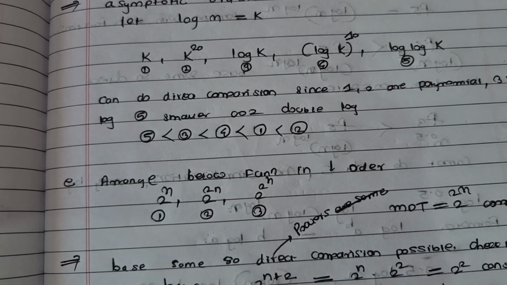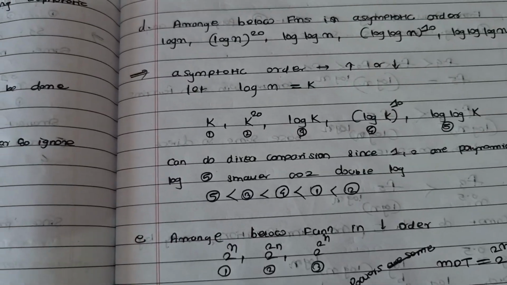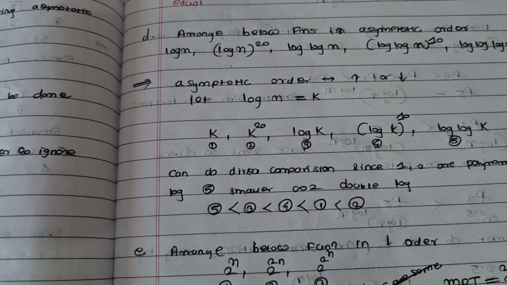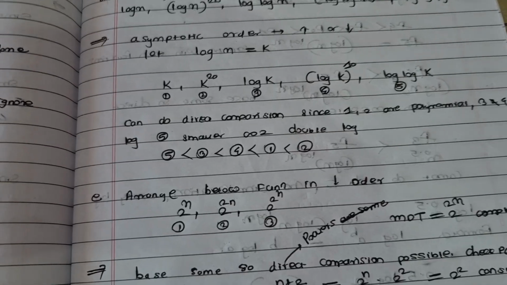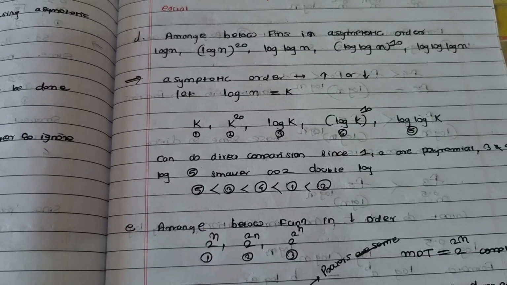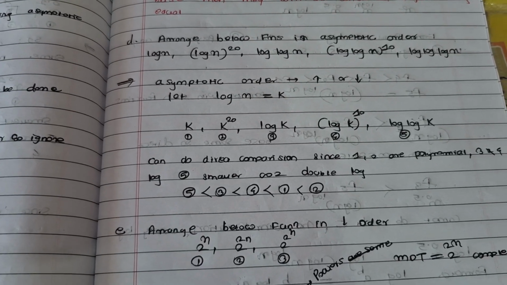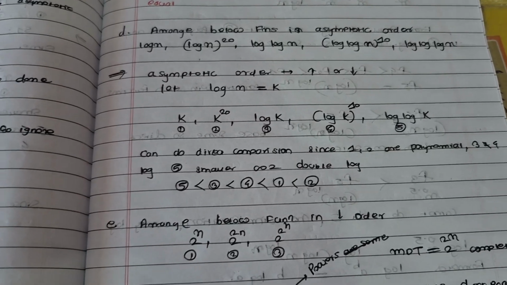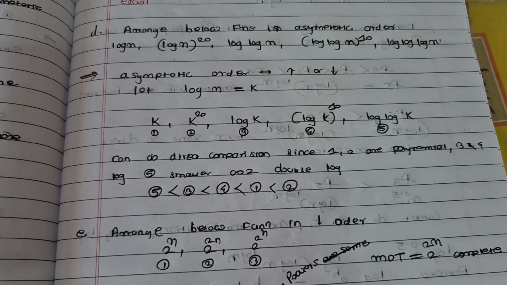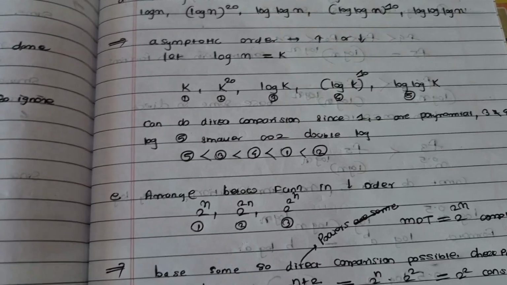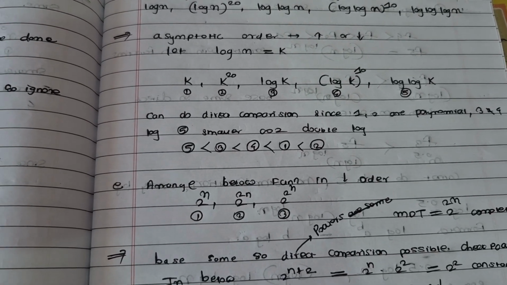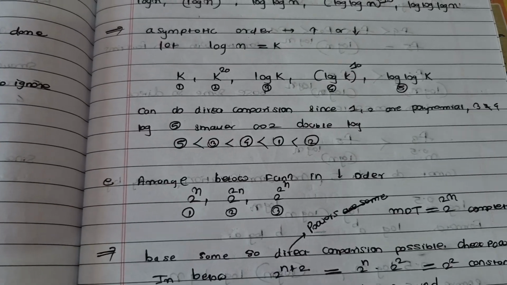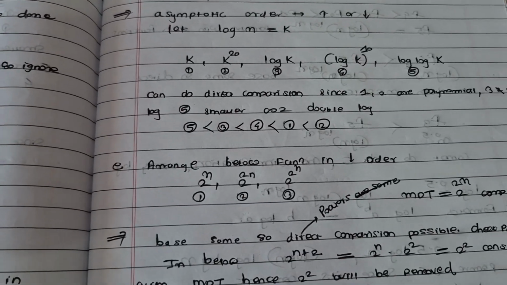Can do direct comparison since 1, 2 are polynomial. You can see first 2 are polynomial, n to the power something, and 3, 4 are logarithmic, and fifth is smaller because larger the logs are there, then smaller would be the value. So that's the relation. So fifth would come first, then 3, 4, because of course log are less than polynomial, and that's how the relation is.